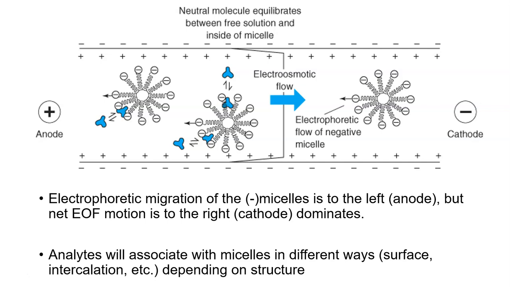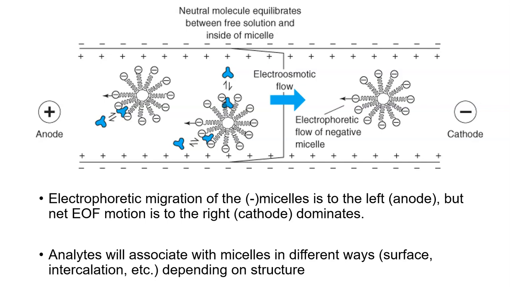Our electrophoretic migration of the negative micelles, if you use a negative surfactant, is to the left. Remember, they're all attracted to the left, right? But remember, EOF is going to push them all to the detector. So even though the micelles are repulsed by the negative electrode by the detector, the EOF will push them that way. But the micelles will kind of drag a bit.